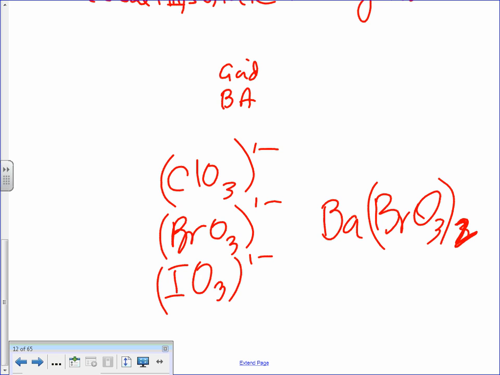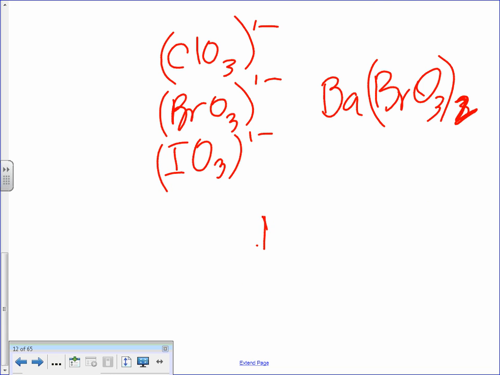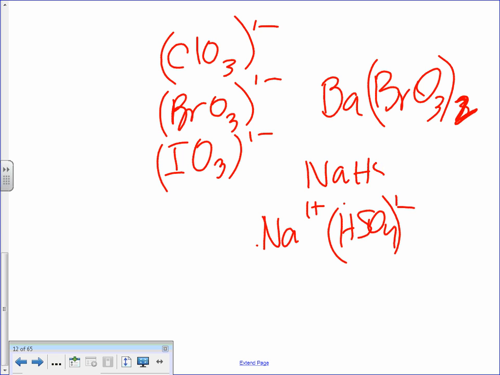Sodium bisulfate. So sodium is a metal, so it gets a charge. Sulfate is SO4 2 minus. Bisulfate means it has an H plus in the front, so that H plus counters one of the negative charges, so it's just SO4 1 minus. Crisscross that, you get NaHSO4.